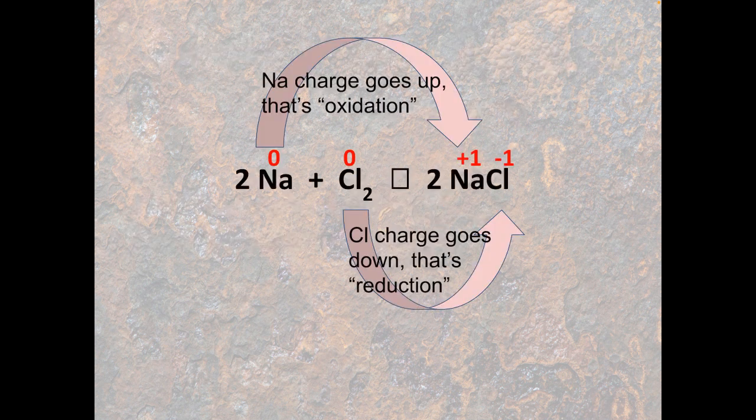Okay, this is just kind of a visual of that. Na had its charge go up, that's called oxidation. Cl had its charge go down, that's reduction. Feel free to pause the video here if you need to copy that down before we move on.